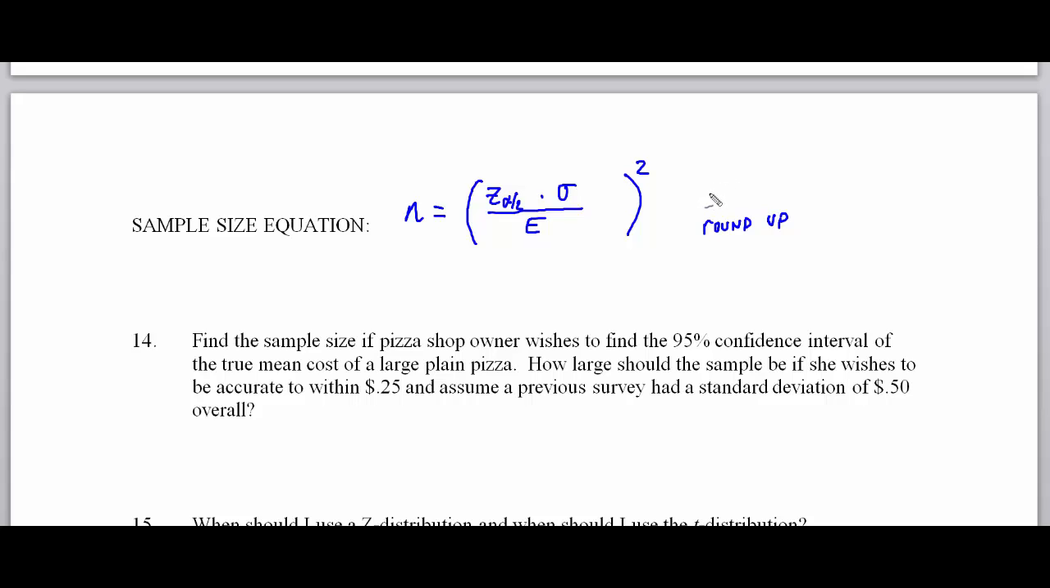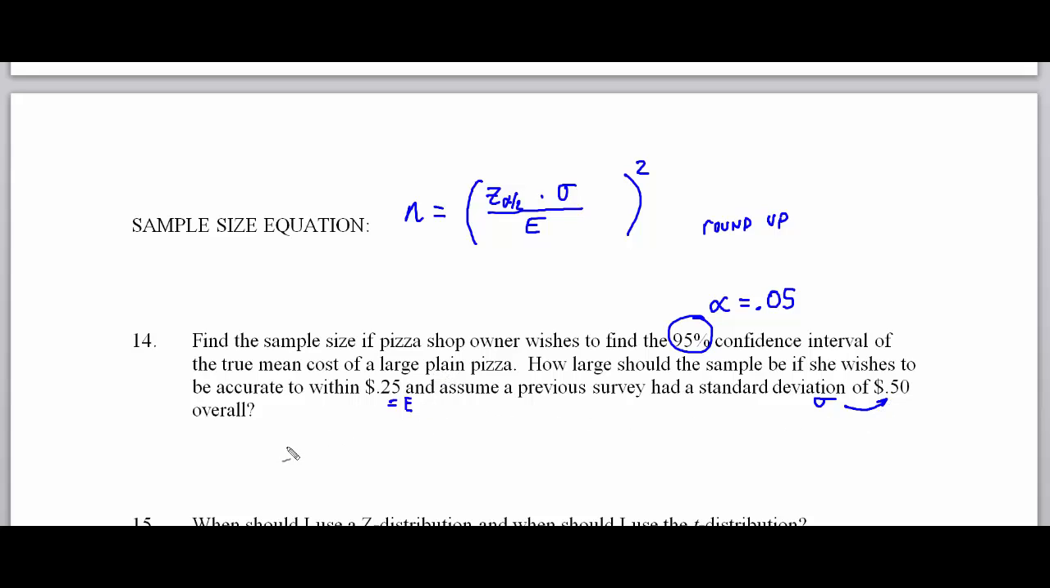So what we're going to do is find the sample size. This is a pizza shop owner who wants to find the 95% confidence interval. Our confidence level is 95%, so our alpha is 0.05, of the true mean cost of a large plain pizza. How large should the sample size be if she wishes to be accurate within 25 cents? This is our acceptable error. Assume that a previous survey had a standard deviation, our lowercase sigma, of 50 cents.